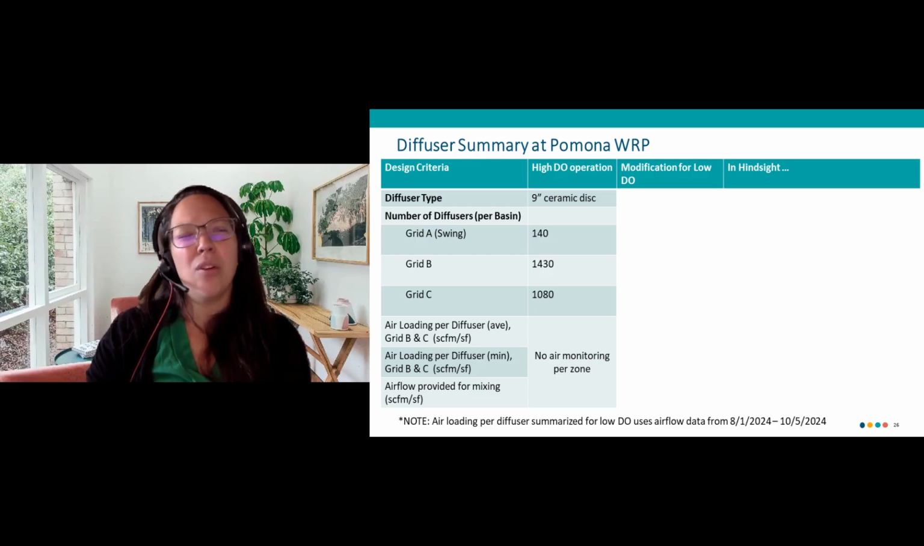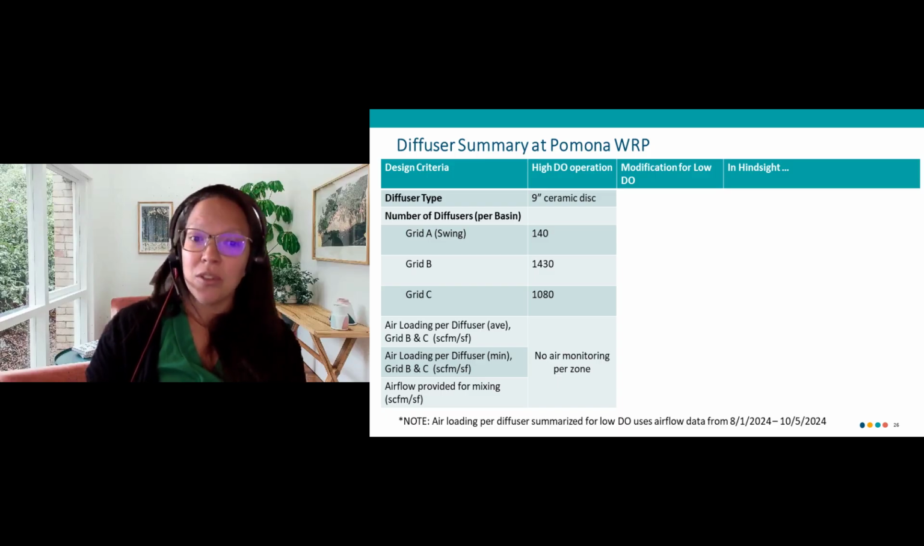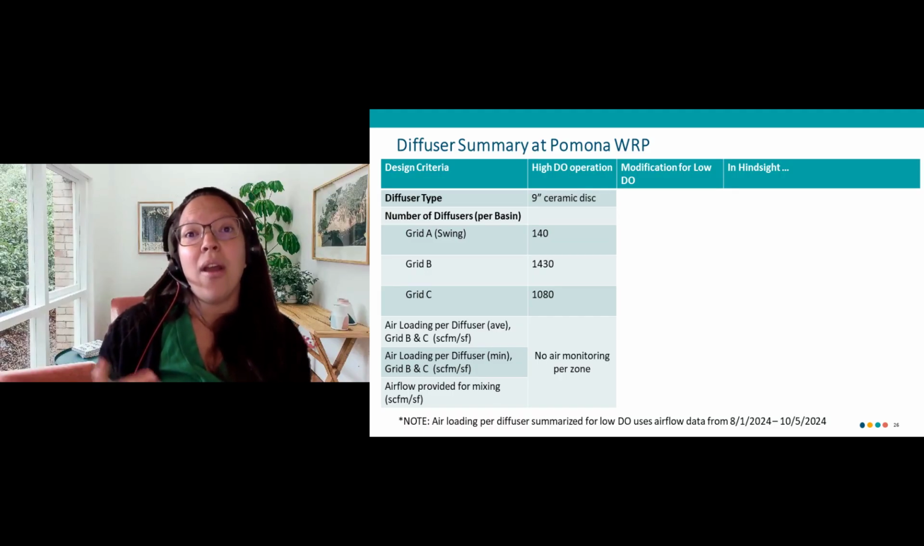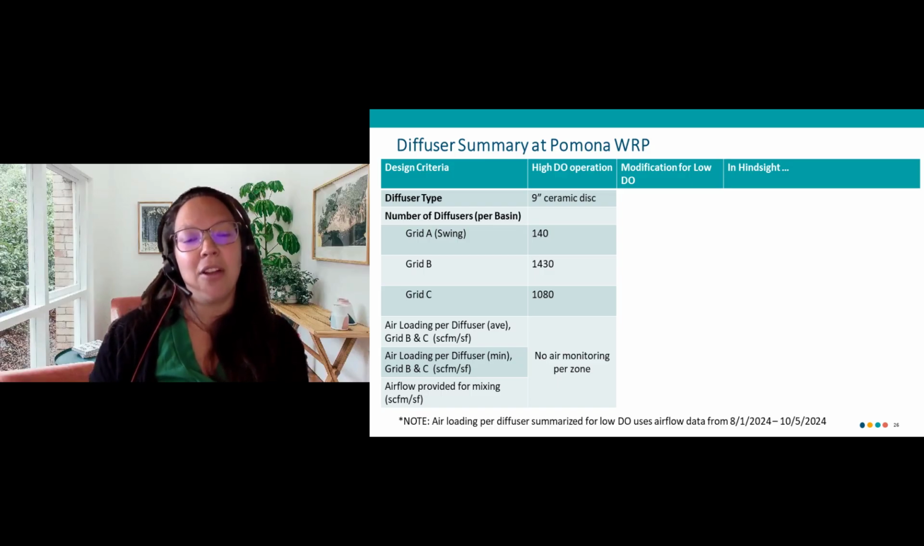maxed out their DO currently at about 0.6 milligrams per liter with their valves fully open. If they didn't reduce their diffuser count in the swing zone, then they'd probably be more aggressive with the diffuser reduction in grid B and not make a change to grid C in order to balance out the air demand and enable them to more consistently achieve lower DOs than where they're at now, to encourage more biological acclimation.